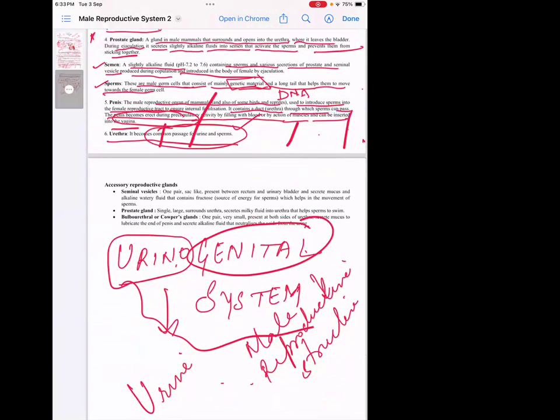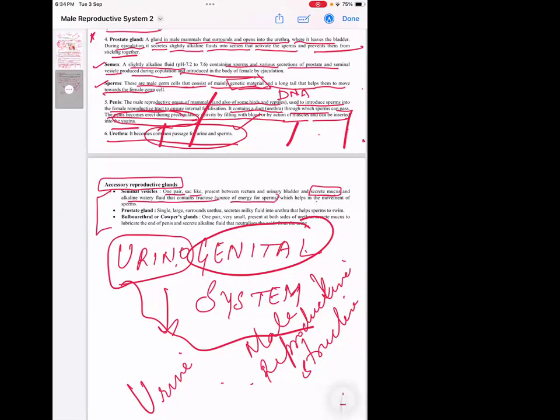Then the next one, accessory reproductive glands. These are the three various glands which we have already discussed. Out of these, two we have done. Seminal vesicle: they have one pair, sac-like, present between the rectum and urinary bladder. They produce mucus, which is alkaline. It contains the source of energy for the sperm and helps in the movement of sperm. Prostate gland: single, large, surrounding the urethra. It secretes a milky fluid into the urethra, which also helps the sperm move. Then the next one is called the bulbourethral or Cowper's gland. They are one pair, very small, present on both sides of the urethra, and they secrete mucus to lubricate the end of the penis.